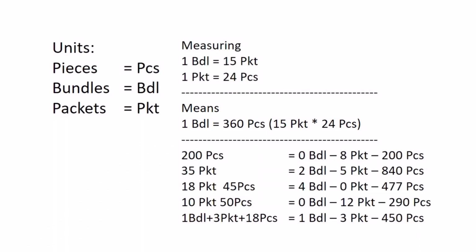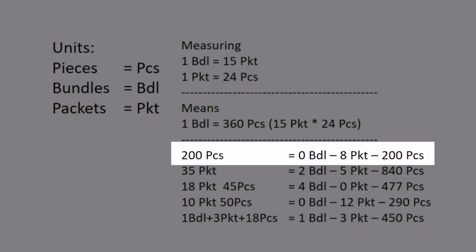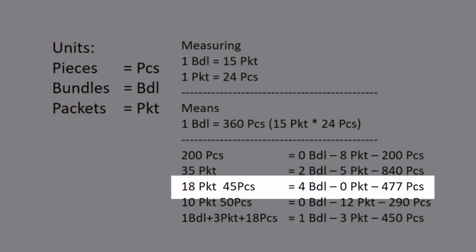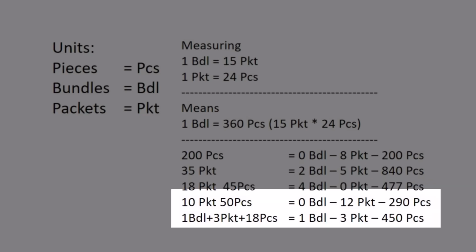Now some scenarios should be like this. 200 pieces means 0 bundles, 8 packets and 200 pieces. Another one is 35 packets, which is 2 bundles, 5 packets and 840 pieces. 18 packets and 45 pieces means 1 bundle, 4 packets and 477 pieces. And simultaneously 1 bundle, 3 packets and 18 pieces.